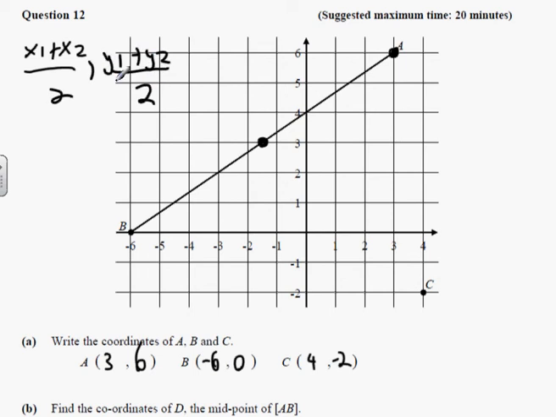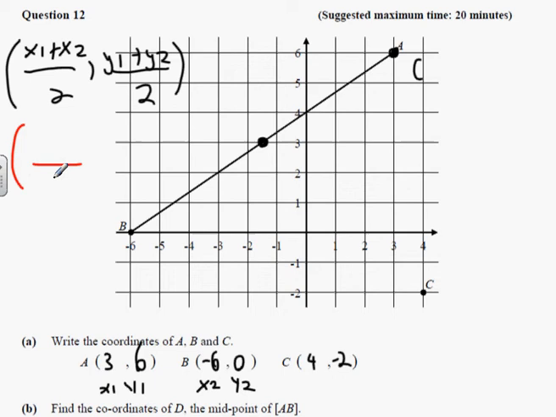Now, can anybody tell me which one is x1, y1? A or B? It doesn't matter, okay? It can be either A or B. Long story short, lads, when you're using your geometry formulas, it doesn't matter which one's x1, y1, or which one's x2, y2. We're going to get the same answer. I'm going to call A x1, y1, so the point 3, 6 is my x1, y1. My B is going to be x2, y2.